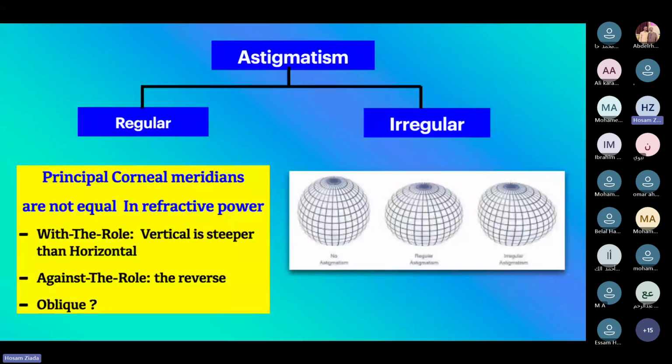I will correct all the meridians according to the curvature of each meridian. I correct the steeper one to make it flatter, or the flat one to make it steeper, to be equal. I am going to reshape the cornea to be of equal power. In implantation, inside the eye there is what's called toric IOLs: a spherical IOL with added toric curvatures to correct the astigmatism according to the power.